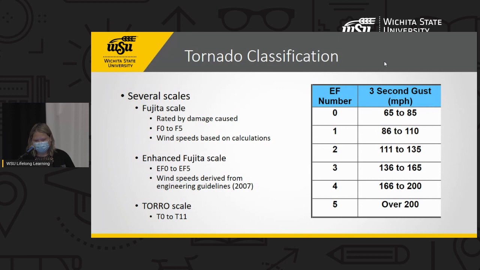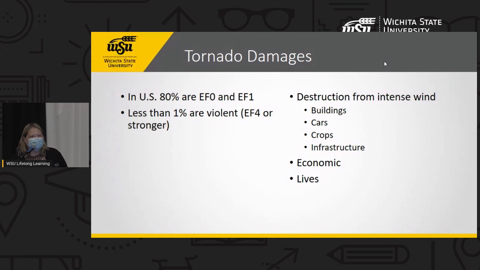So what kind of damages do tornadoes do? We know that they have intense winds and they cause destruction that way to buildings, cars, even crops, infrastructure, cities, that sort of thing. But they also have an economic impact and they can kill and injure people. Now, luckily, about 80% of the tornadoes in the United States are at EF0 and EF1. So they're not too destructive, they're not very violent. And less than 1% of all tornadoes are considered violent, which would be an EF4 or stronger.